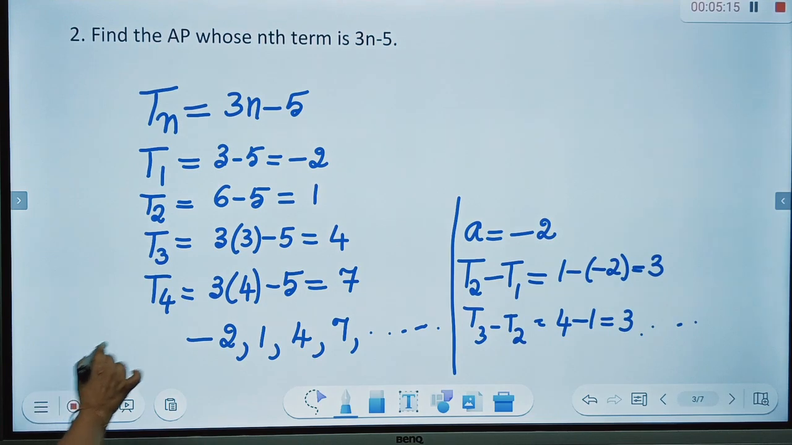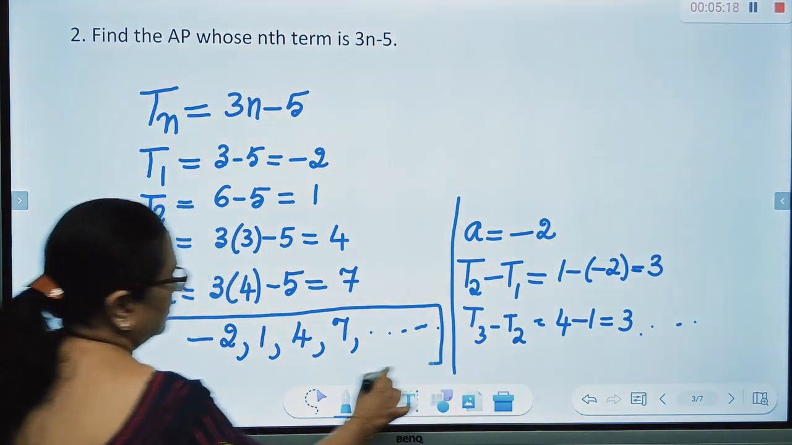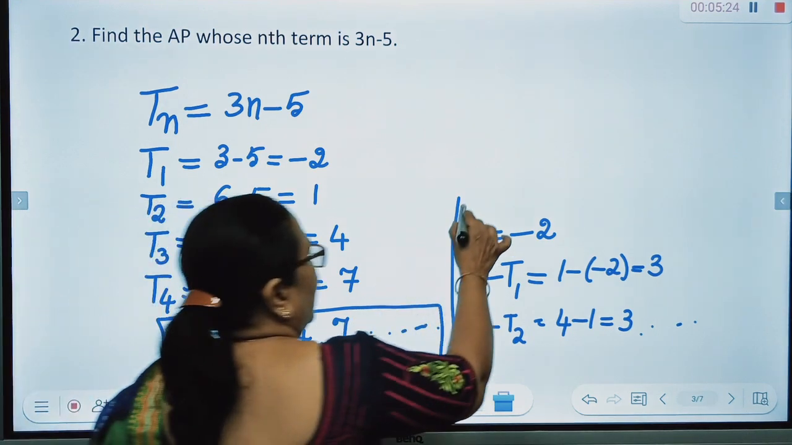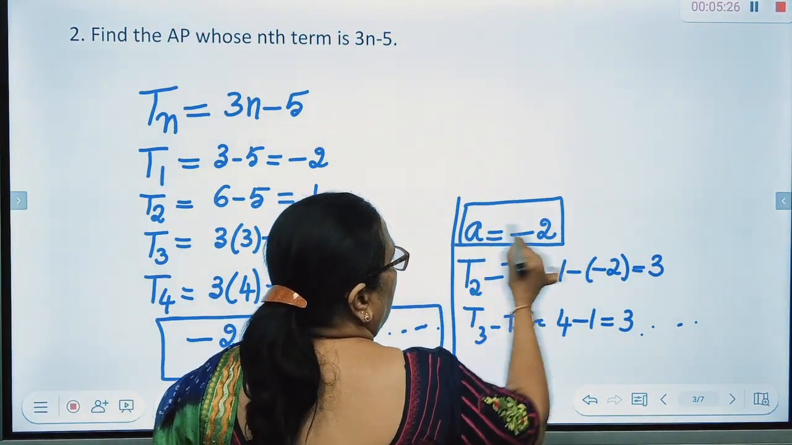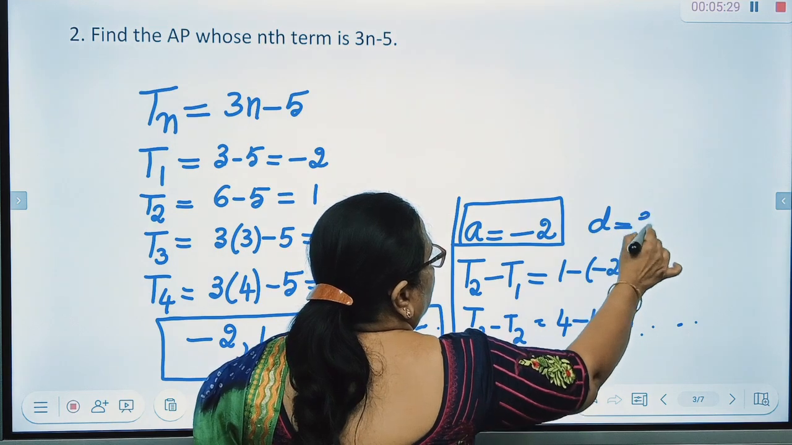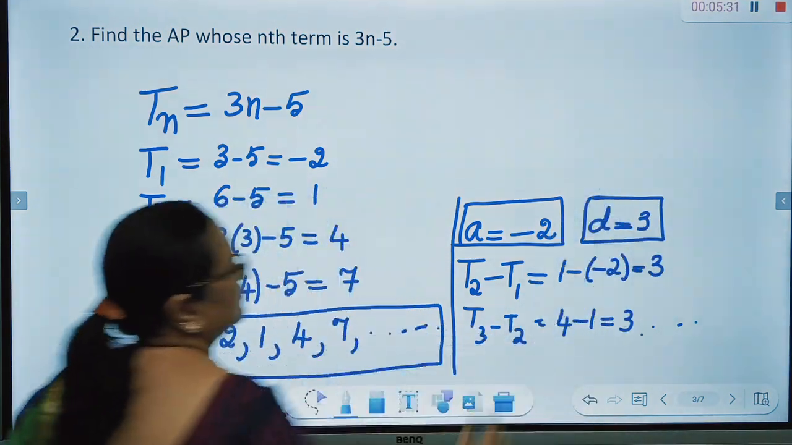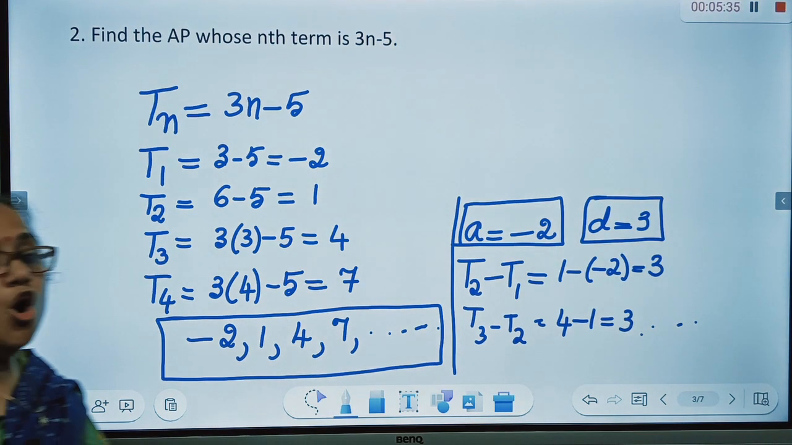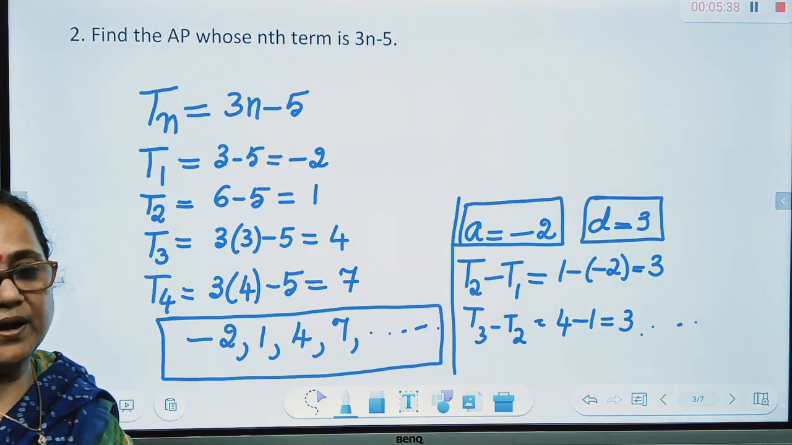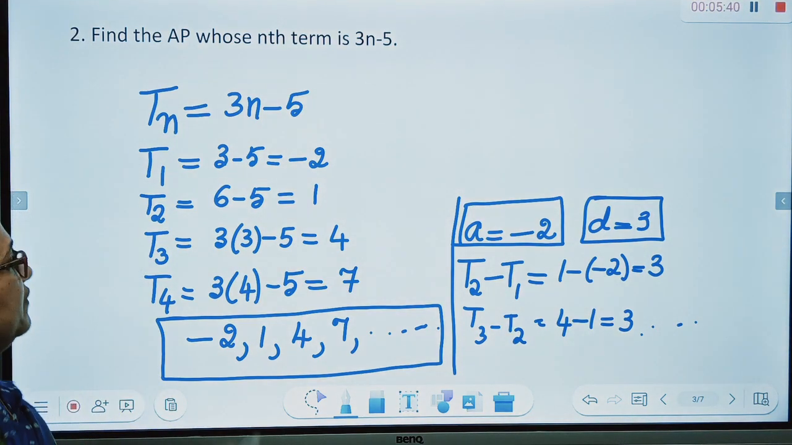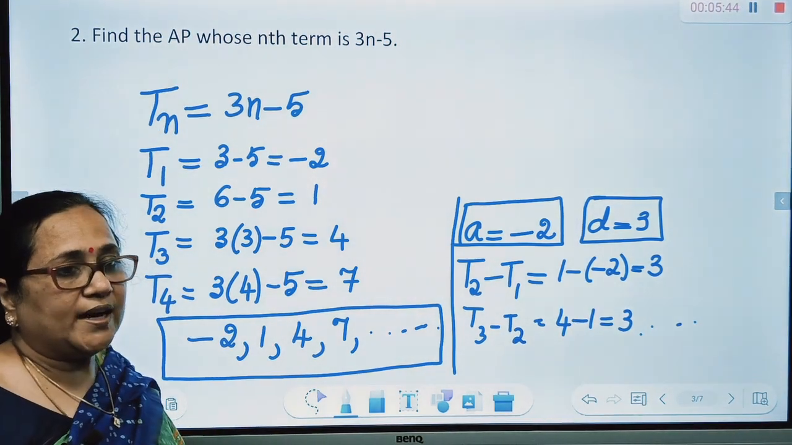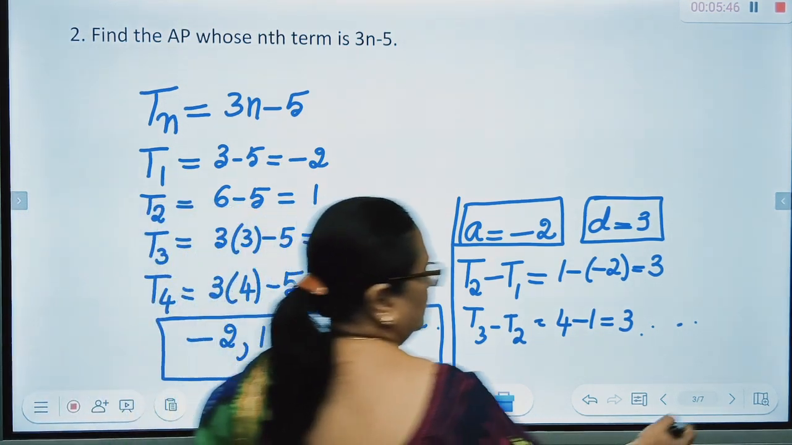So this is the sequence. When you say find AP, you write down some of the terms of the sequence, and indicate what is a and what is the common difference. The common difference is 3. So when the nth term is given, all the terms of the sequence are determined. How are they determined? When I put n equal to 1, I get the first term. When I put n equal to 2, I get the second term, and so on.